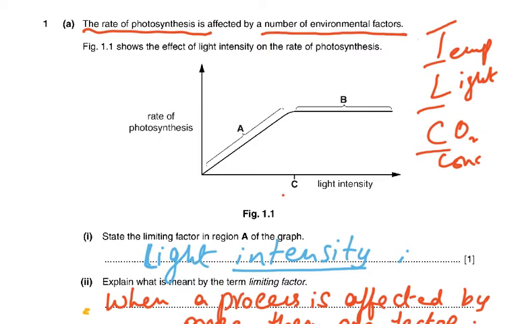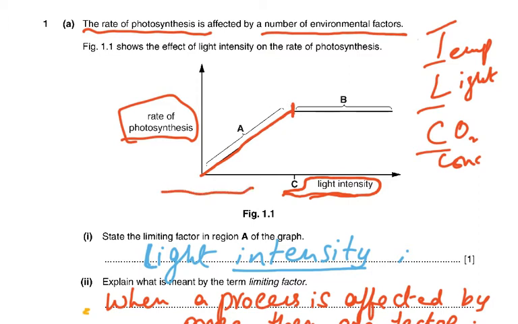Now, you always look at what is on the x-axis here. The x-axis is light intensity, and the y-axis is always the rate of photosynthesis. Now, when you look at this point A to this point here, whatever is on the x-axis is the limiting factor. So the first clue that I give you is to always look at the x-axis, and that is the limiting factor. So this red line is the limiting factor, and after that we say this light intensity is no longer limiting.